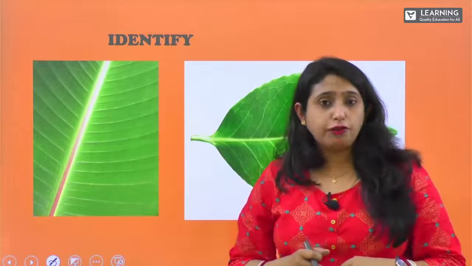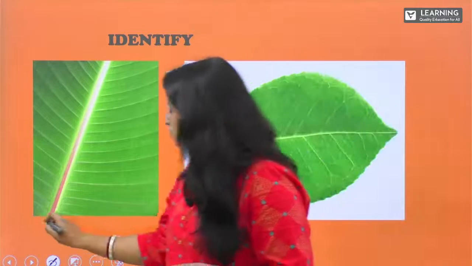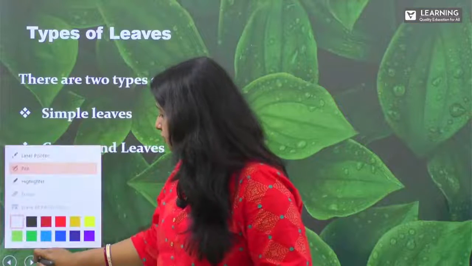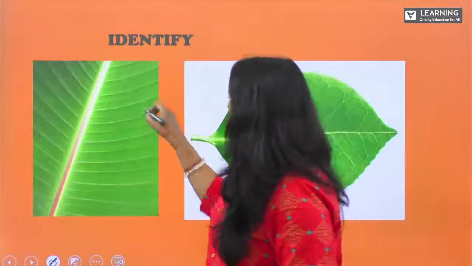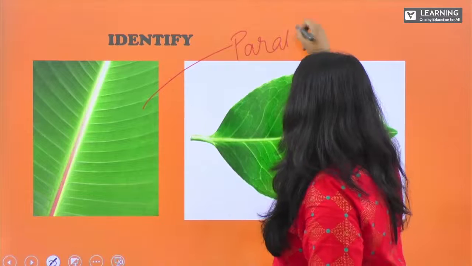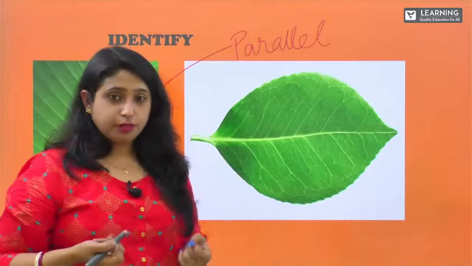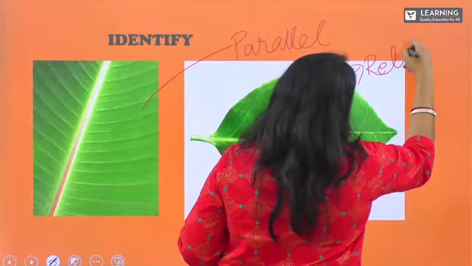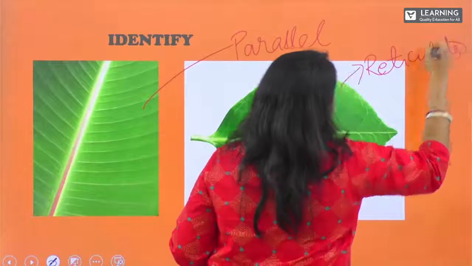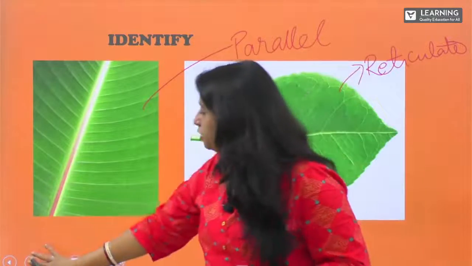So now, can you identify which type of venation it is? Yes, it is which type of venation? It is your parallel venation, right? And what about this rose? In case of rose leaves, we see that it is reticulate venation, right? This is your parallel venation.